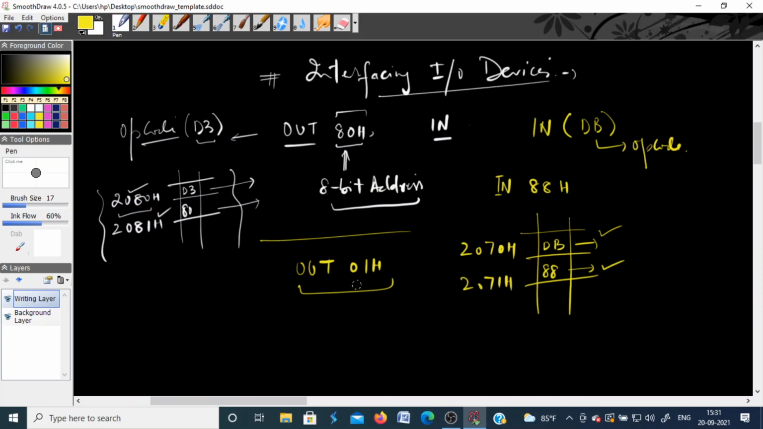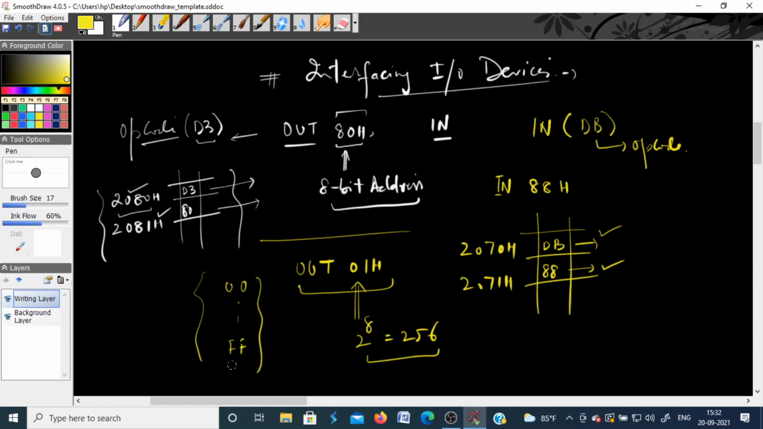So since the port address is 8-bit, it means you can have 2 to the power 8, 256 different addresses. So the 8085 processor can communicate with 256 devices at a time, because there are 256 possible addresses. So the port address can be assigned anything from 00 to FF.